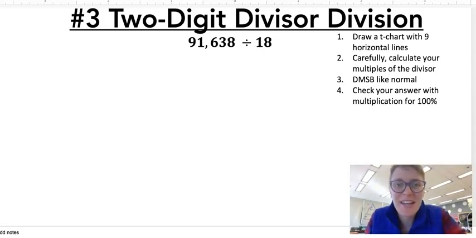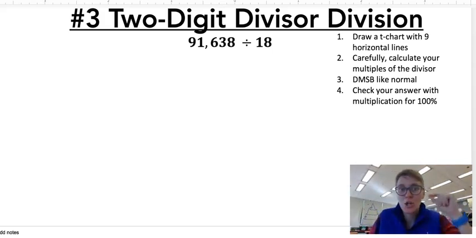Alright, so we are going to now do, on video number 3, two-digit divisor division. This is a really tough skill, so we really have to show our patience and determination to figure it out. Let's look at this problem. 91,638 divided by 18. So, 18s are pretty hard, right?